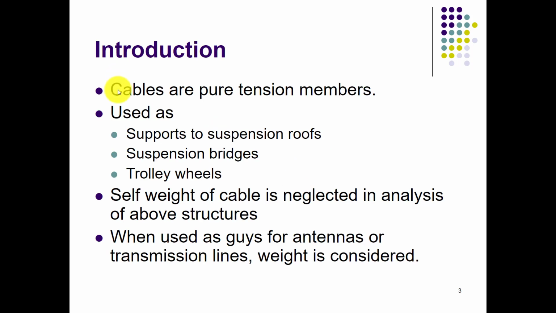The cables are formed basically by twisting the different fibers, the steel composite fibers, at different twisting, so that the load carrying capacity can be enhanced. They can be used to support suspended roofs. They can be used in suspension bridges, trolley wheels, etc. So the self weight of the cable is taken as negligible, because compared to the imposed load, the self weight is negligible.